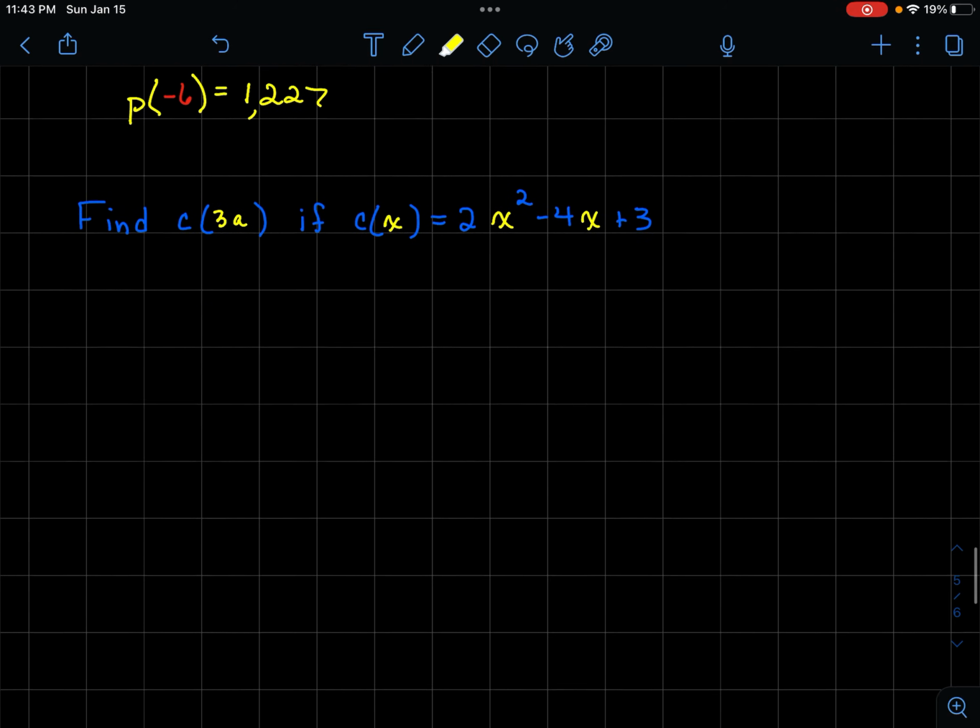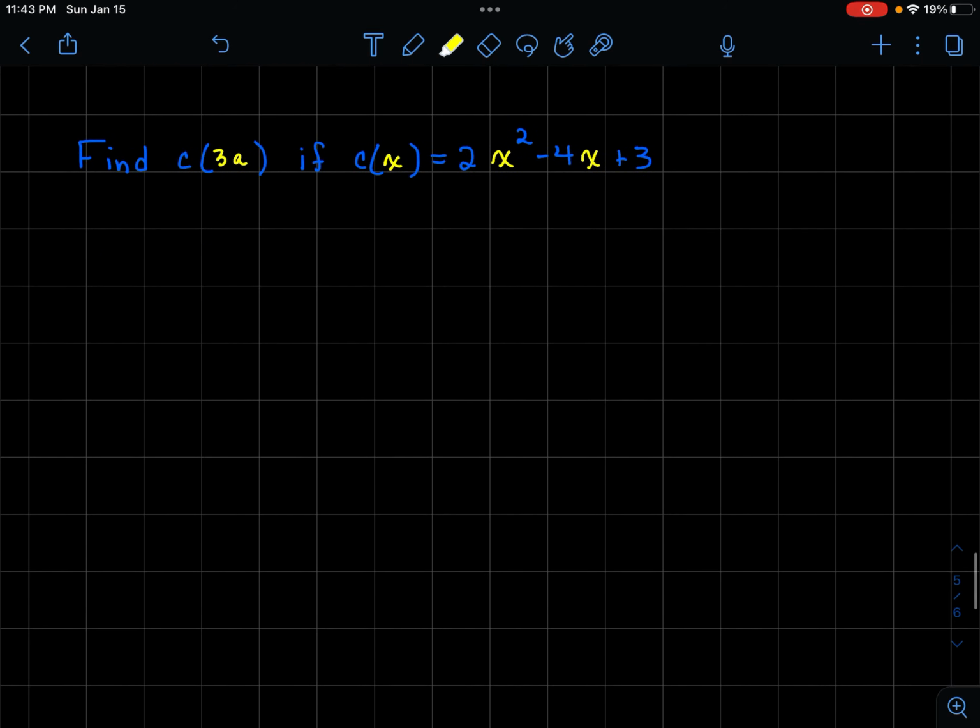So let's look at the example c of 3a, if the function c of x is equal to 2x squared minus 4x plus 3. Well, it's the same idea. What if I rewrite the problem without the letter but use open parentheses so I know I'm substituting in something? What am I substituting in? The 3a. Each of those parentheses gets 3a in them.